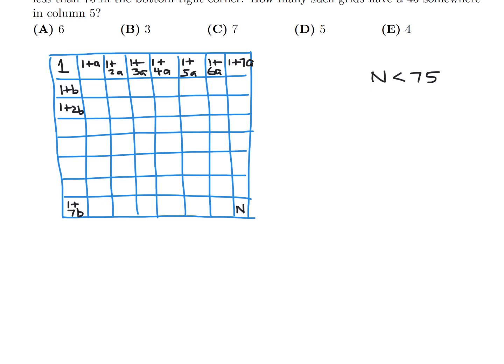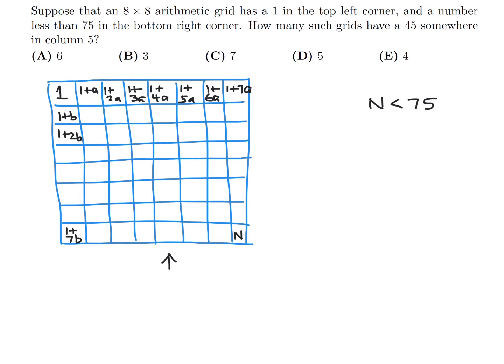And then you don't have to fill in the whole grid, because I really just want to concentrate on this one, which is the column 5. That's what they're saying, that 45 is somewhere in column 5. Okay, I believe that's column 5. So this would be 1 plus 4a plus b, correct?